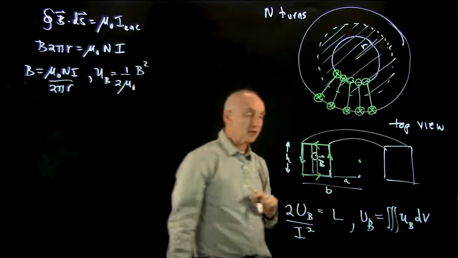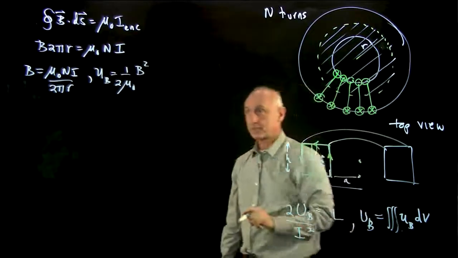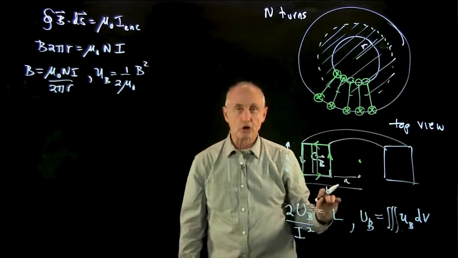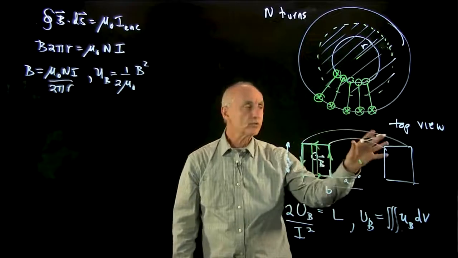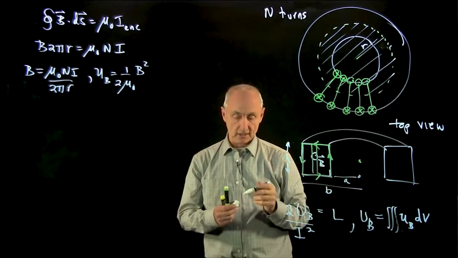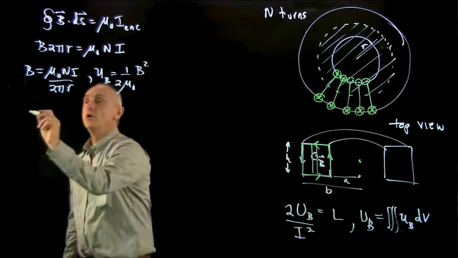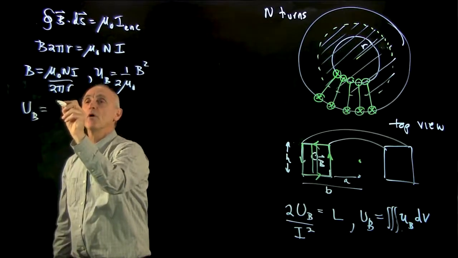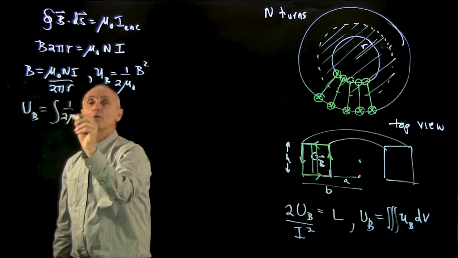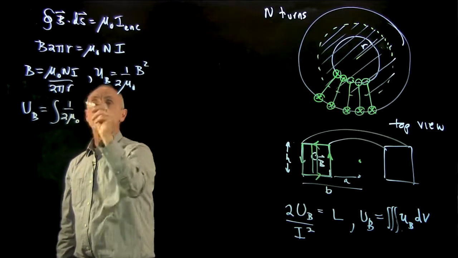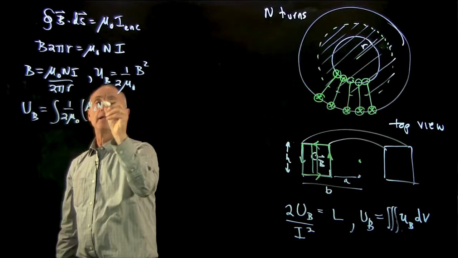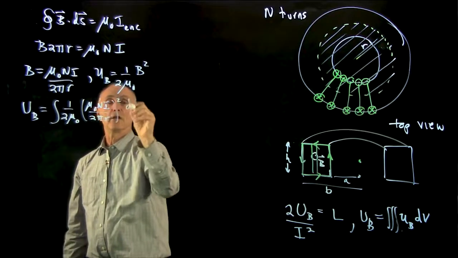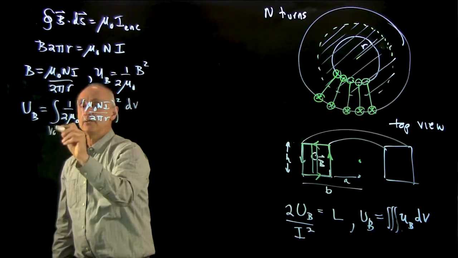So now let's figure out how to calculate this integral. Now, the tricky thing, like a long time ago with charge enclosed, is what is the right way to think about calculating the volume integral: U magnetic equals 1 over 2 mu naught times B squared, which is mu naught n I over 2 pi r, quantity squared, d volume integrated over the volume.